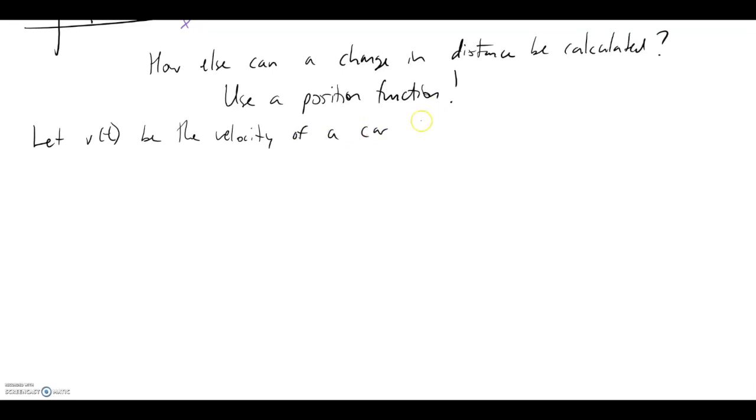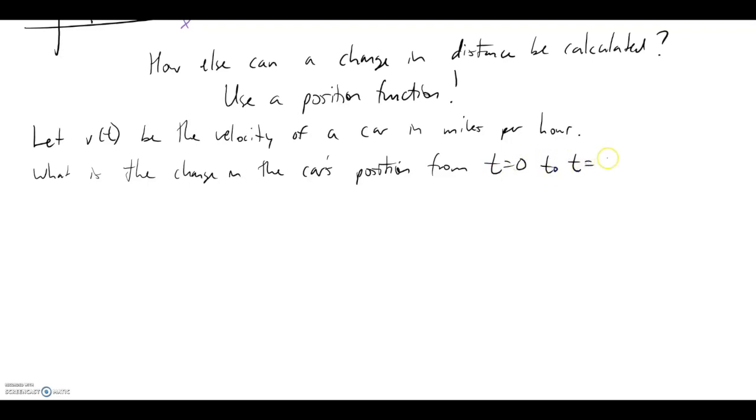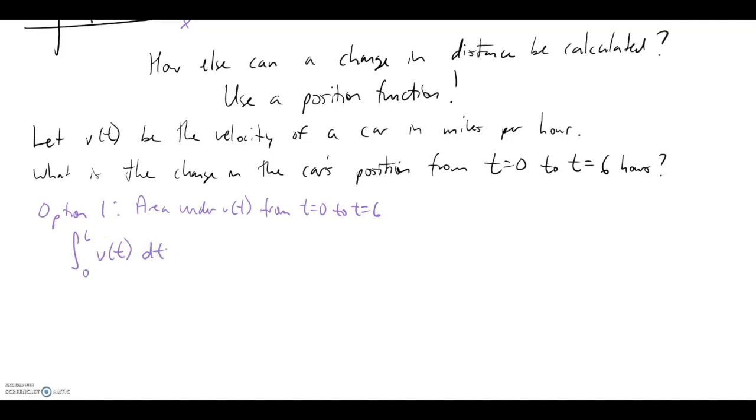So our setup is, let v of t be the velocity of a car in miles per hour. And the question for this problem is, what is the change in the car's position from t equals 0 to t equals 6 hours? And option 1 for this would be to do what we discussed with Riemann sums. Evaluate the area under this v of t function from t equals 0 to t equals 6, which would be a definite integral from 0 to 6 of v of t with respect to t.